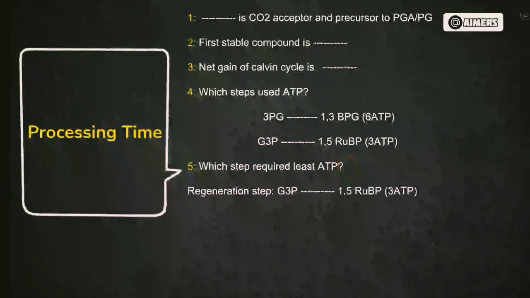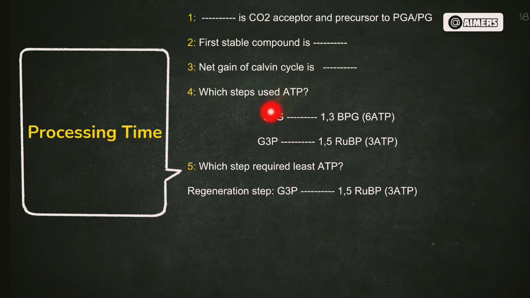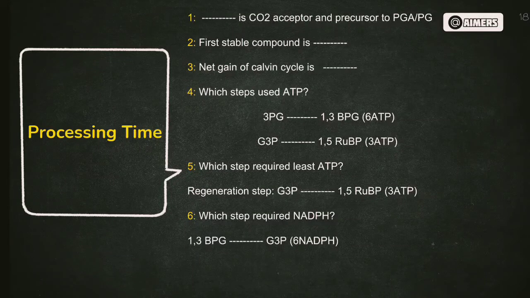Now which step required least ATP? So there are 2 steps where ATP was required. First step is the reduction. This was in the process of reduction, and this was in the process of regeneration. So the step of regeneration required least ATP, where G3P was converted into ribulose bisphosphate and only 3 ATP were required in this step. Which step required NADPH? So we all know that NADPH was required when 1,3-bisphosphoglyceric acid converted into glyceraldehyde 3-phosphate. 6 NADPH were used over here.